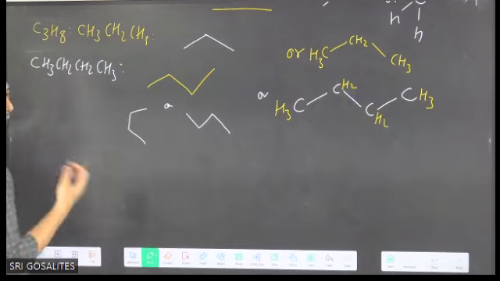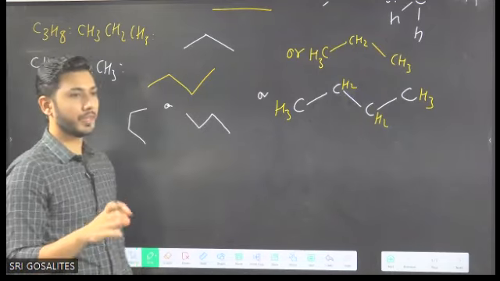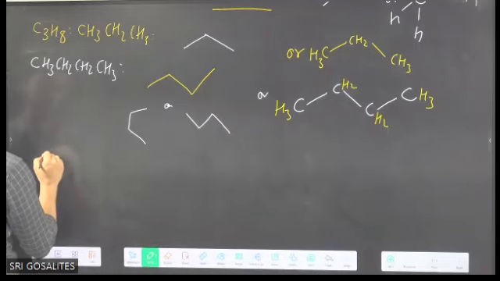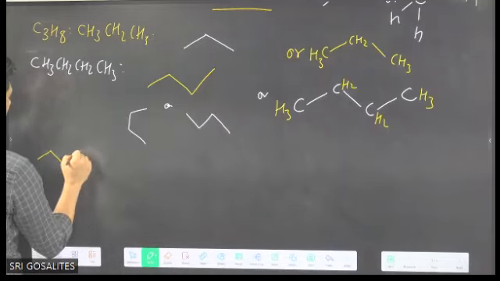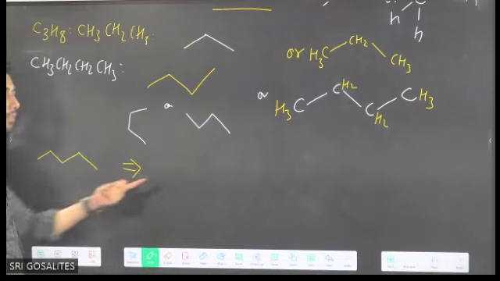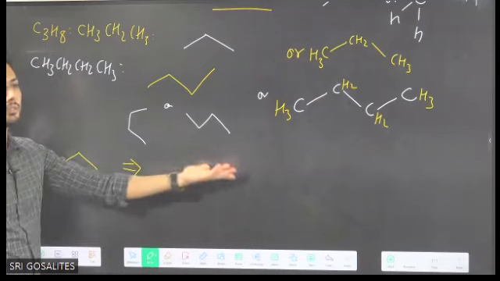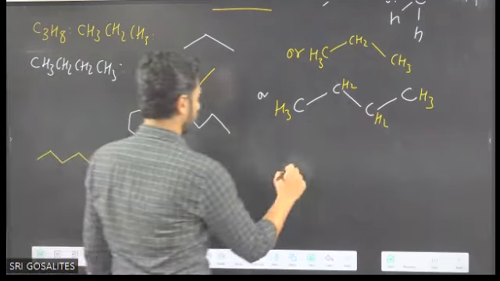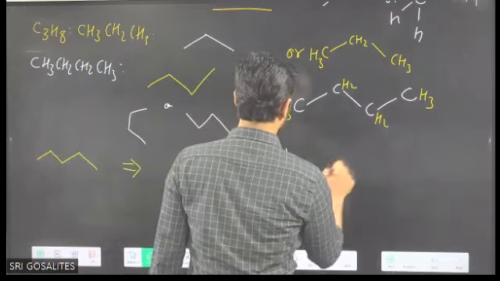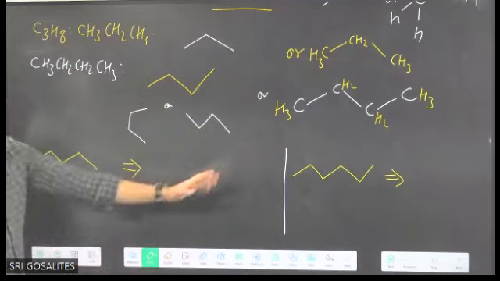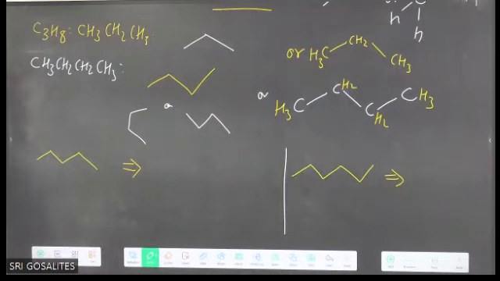Now, if I write bond line notation, can you identify the compound? Identify the formula or identify its structure. Bond line given, try to write its normal carbon chain structure.